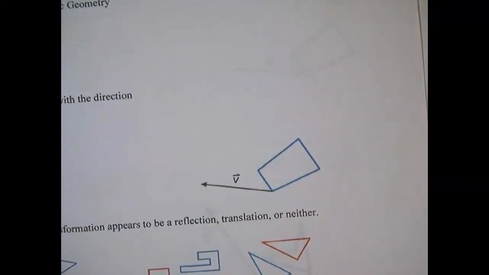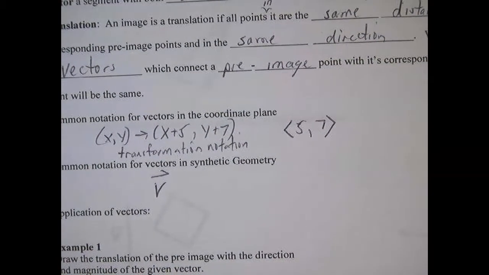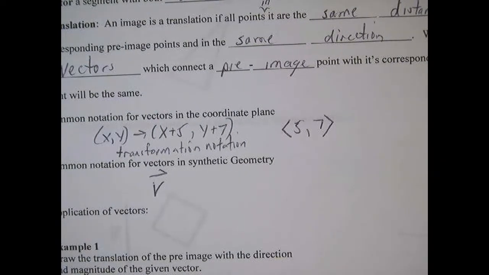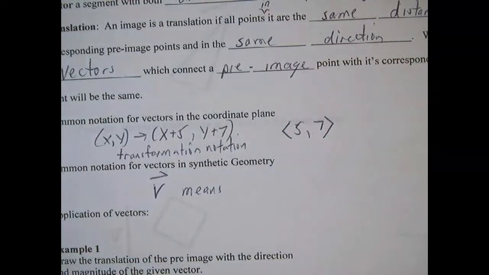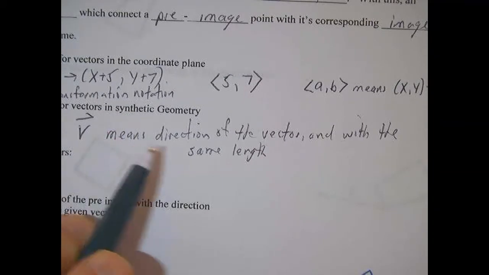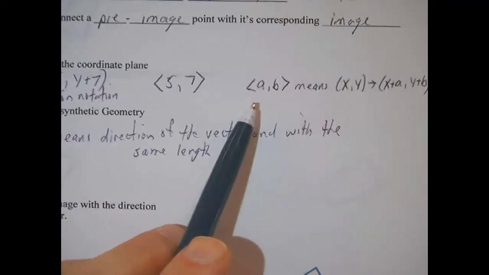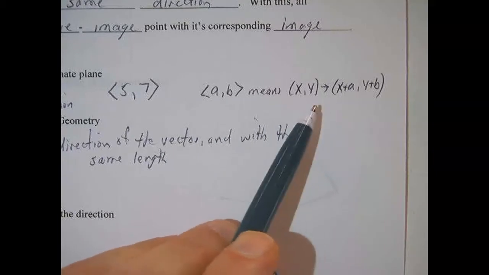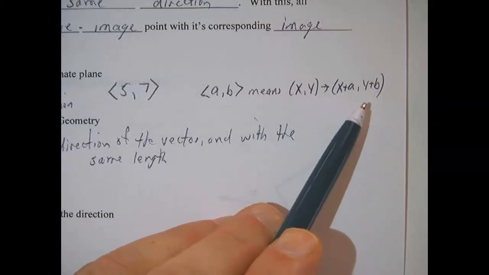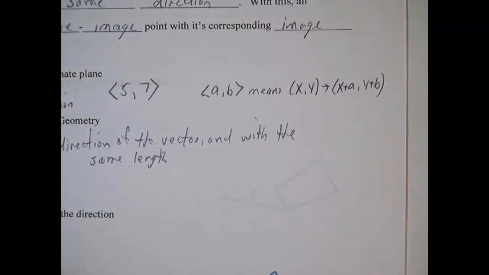So when we're looking at a vector, we have a notation like this. A common notation for vectors would just be something like this, and you could put a double arrow over it too. It just means the direction of the vector and with the same length. Okay, there it is. So vector v means the direction of the vector and with the same length. Now, I just added something up here to put the general case. I gave you a specific example with numbers, but in general, vector AB means the vector that goes from, this is transformation notation here, that means (x, y) goes to (x + a, y + b). If they're negative numbers, then it would be plus a negative number, so it would essentially be subtracting.